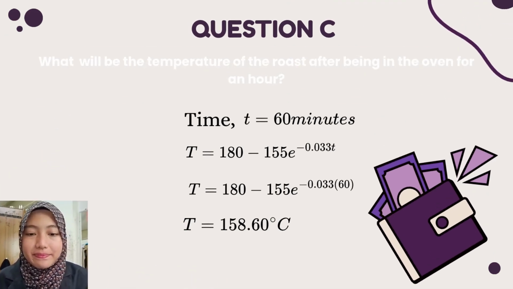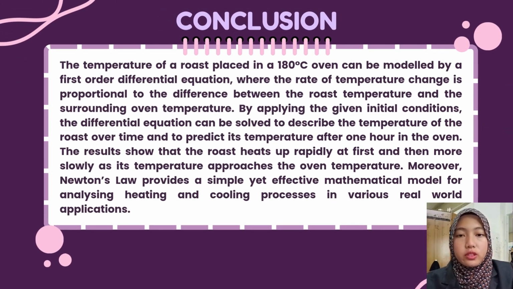The temperature is 158.6 Celsius. For the conclusion, using Newton's law of cooling or warming, the temperature of a roast in a 180 Celsius oven can be modeled by a first-order differential equation, where the rate of temperature change is proportional to the difference between the roast temperature and the surrounding oven temperature. By applying the given initial conditions, the differential equation can be solved to describe the temperature of the roast over time and to predict its temperature after 1 hour in the oven.